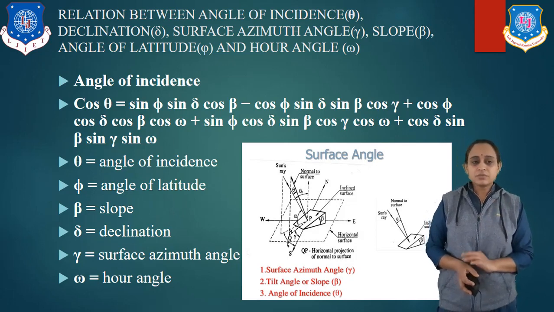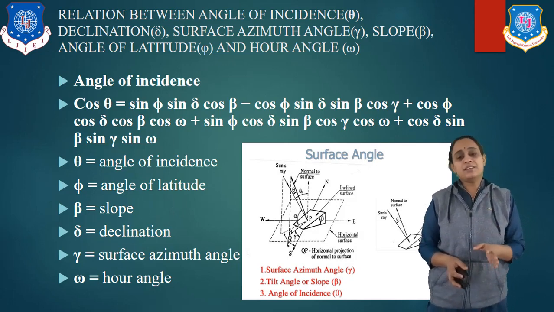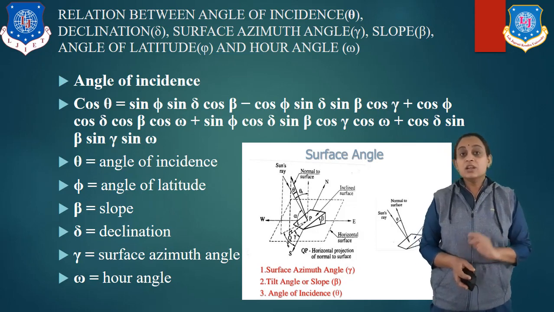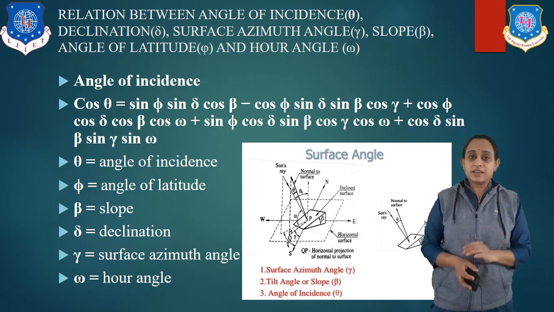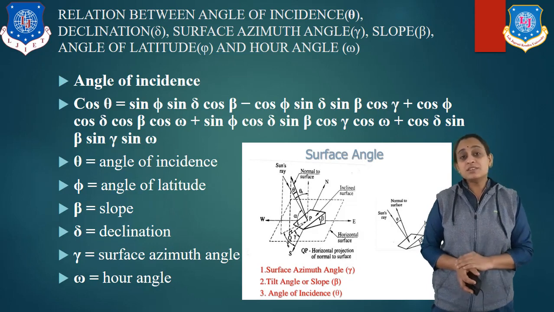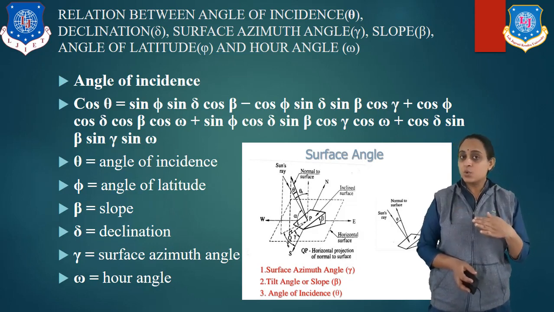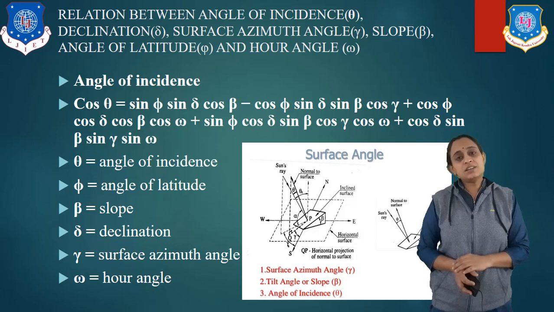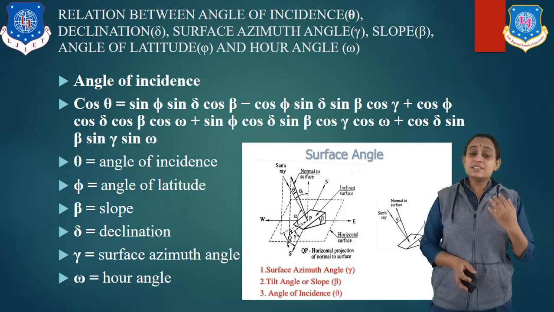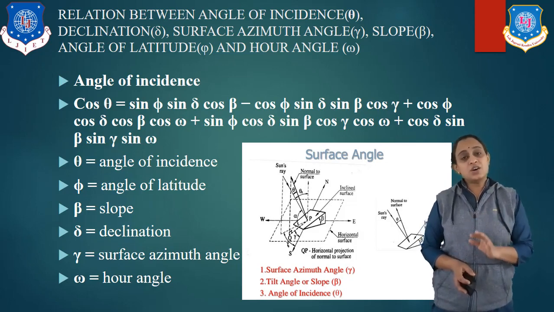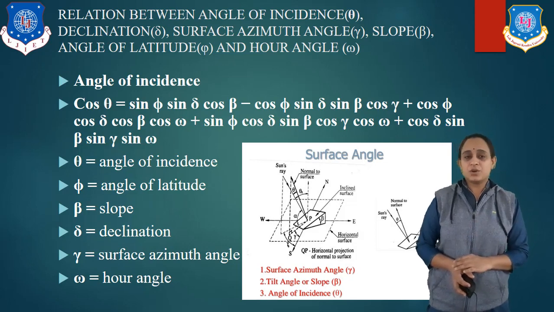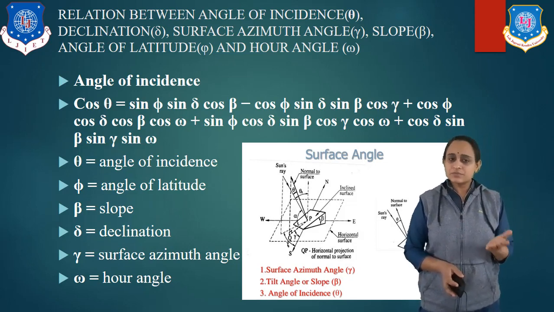Clear? Now for this, let us recall the names of all the angles. Theta, what is theta? It is the angle of incidence. Phi is the angle of latitude. Beta is the angle of slope. Delta is the declination angle. Gamma is the surface azimuth angle. And omega is the hour angle. Okay, so now let us go further.